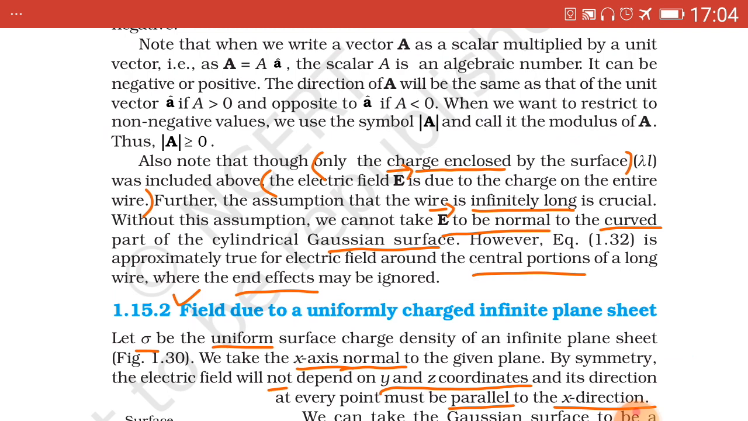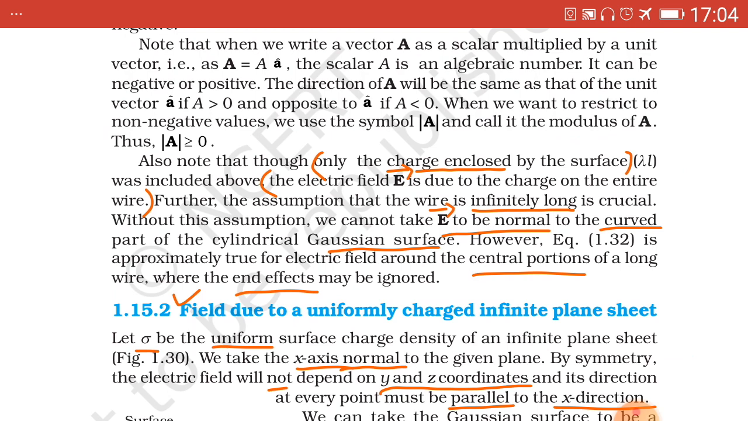So this equation, equation 1.32 written as the answer, is approximately true around the central portions only of a long wire, neglecting end effects.